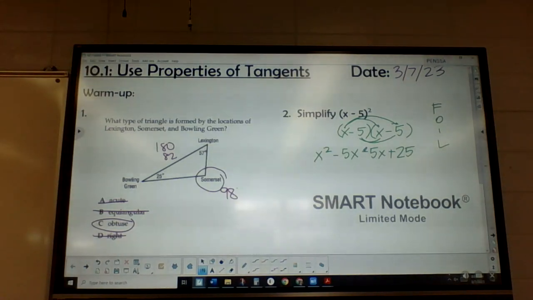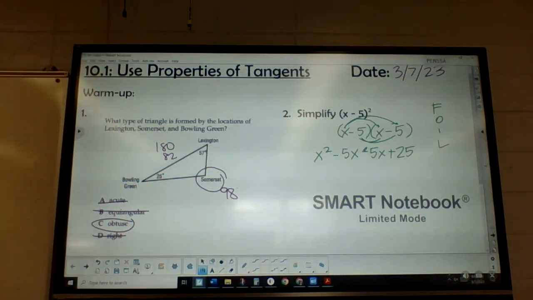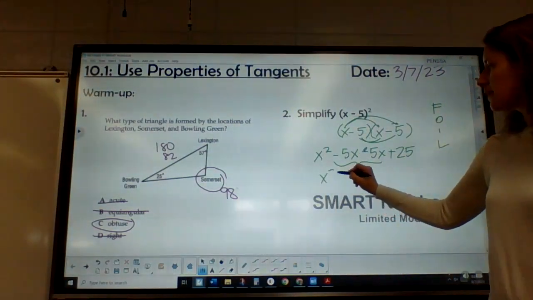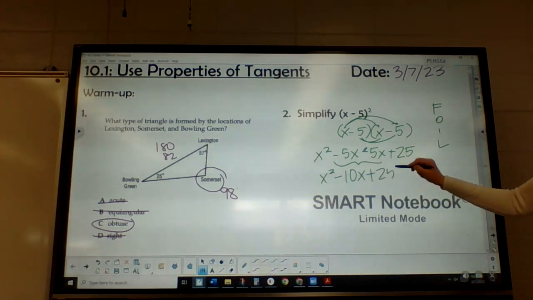I know this is something you learned last year because the majority of you, I taught it to you. Then those middle two terms are alike, so we get to put them together. 5 and 5 is 10, but it's going to be negative because they're both negative.